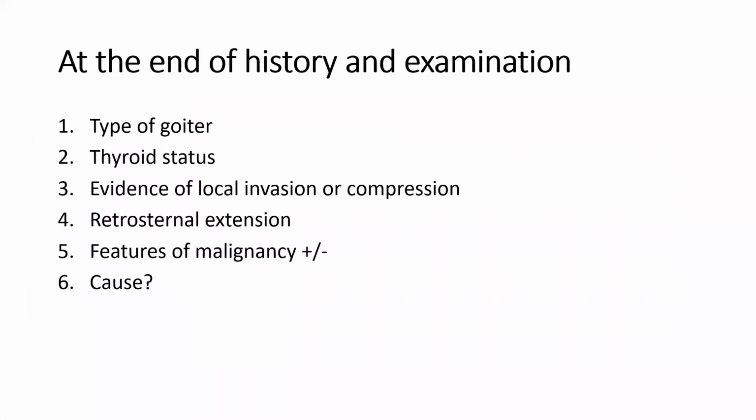This is what they expect at the end of history and examination, especially Dr. Langa Pereira at the short case or at the long case. These 6 points, or at least the 5 points, you need to try and summarize to him. The type of goiter, whether it's diffuse or nodular, and if nodular, multinodular or solitary nodule. The thyroid status, hyperthyroid, hypothyroid, or euthyroid. Are there features of local invasion or compression, like difficulty in breathing, swallowing, carotid displacement, lymph node involvement. Retrosternal extension and features of malignancy.